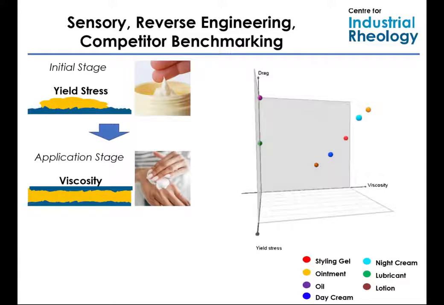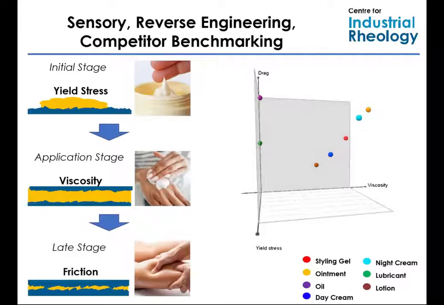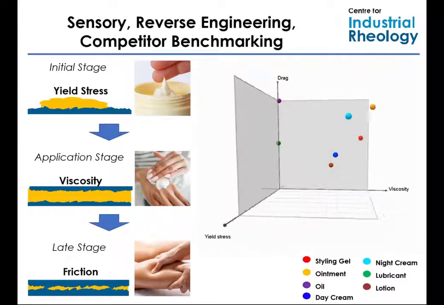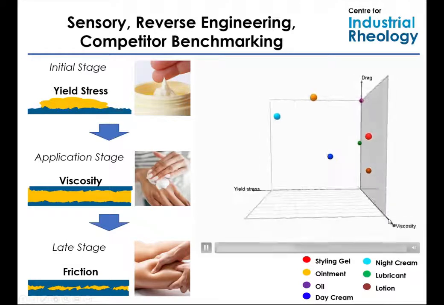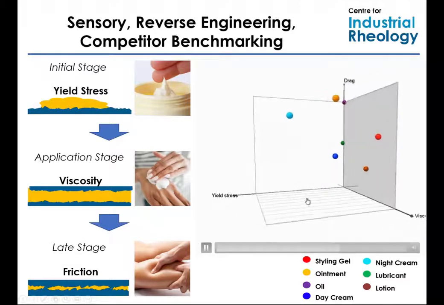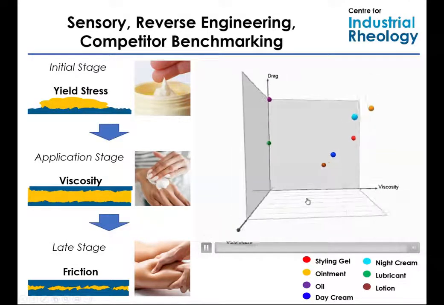Stage 2, application spreadability, where we consider the influence of viscosity. And Stage 3, late stage application and afterfeel, where tribology was considered as key to simulating direct skin-on-skin contact. You can immediately see that these products listed down towards the bottom right-hand corner occupy different areas of sensory space.